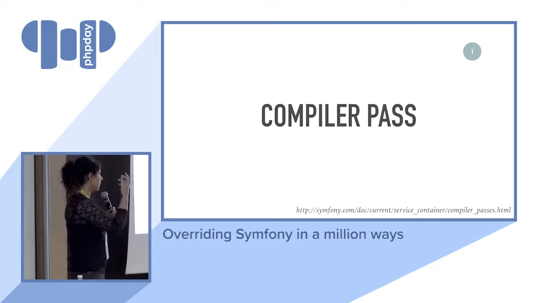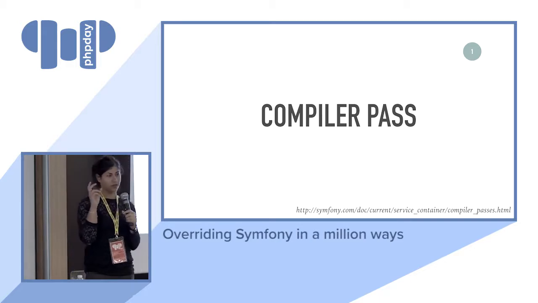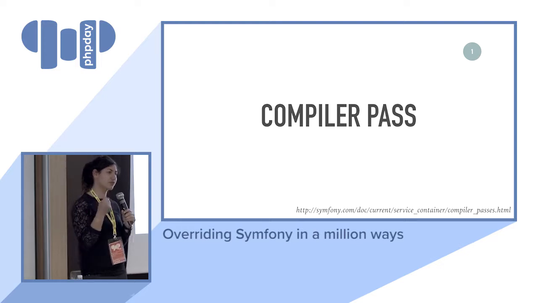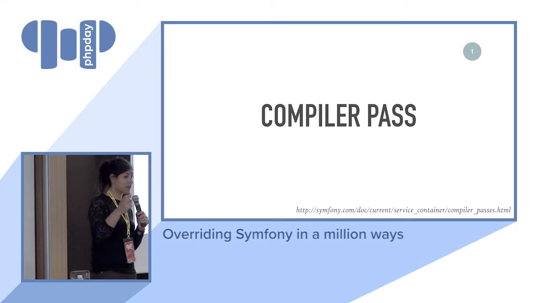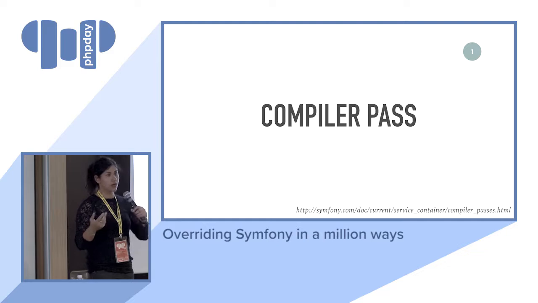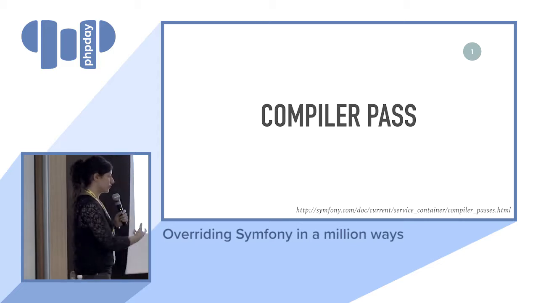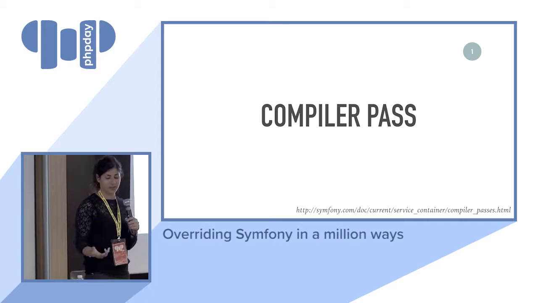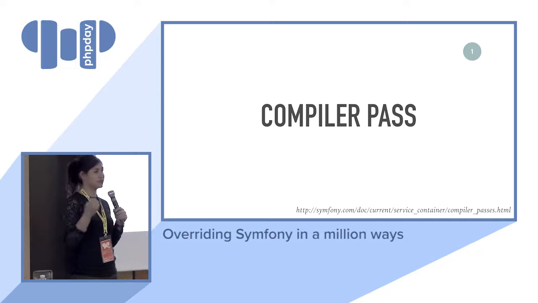So basically, when you use a compiler pass, it's a simple class where you have a simple method to implement. You grab the container builder and maybe you want to grab certain services having a certain tag and say all of those services having this tag, I'm going to inject them in another service, for example. In my example here, because the conference is about overriding, I say that in your compiler pass, you can grab the container builder and change the way you are going to load the services.